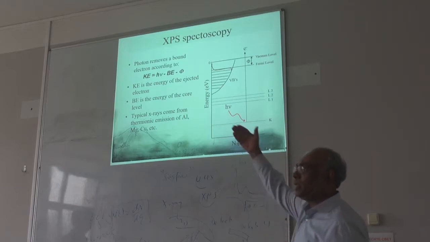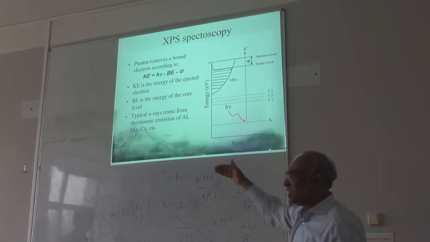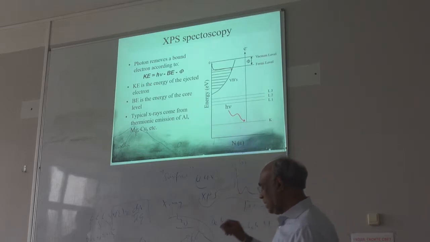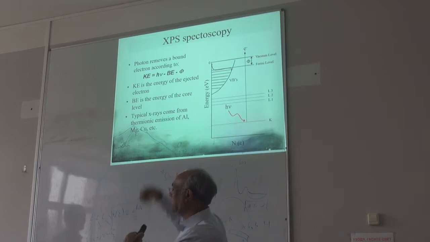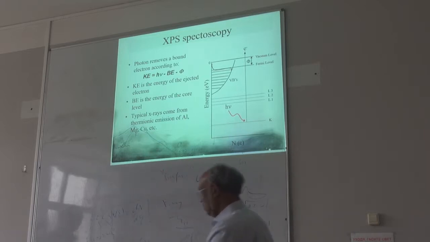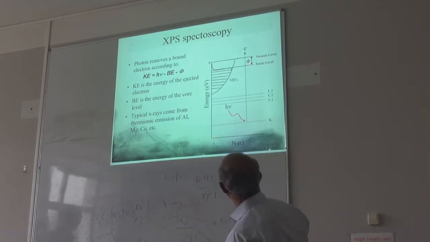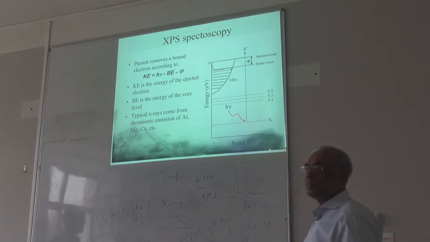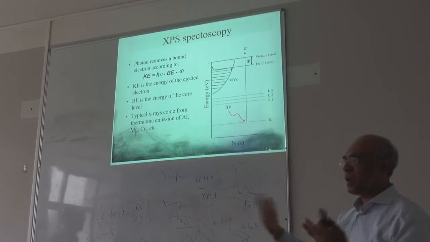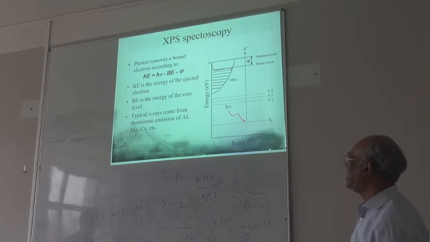Then we have something called a vacuum level. If I want to remove the electron from the surface, I have to provide energy for that electron to come out, right? That's the work function here. Vacuum means it's coming out of your material, right?